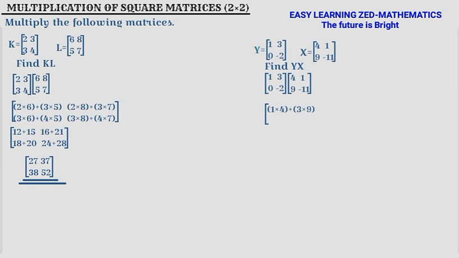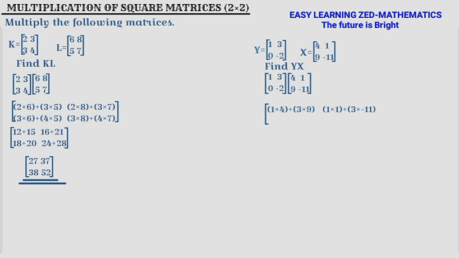Then I'm going to work out the number that will occupy the position of 1, 2, which means I'm going to multiply the first row in the first matrix by the second column in the second matrix. So I'm going to start with 1 by 1, then 3 by -11. Then I'm going to go to the elements in the second row of the first matrix, multiplied by the elements in the second matrix, that is first column and second column.